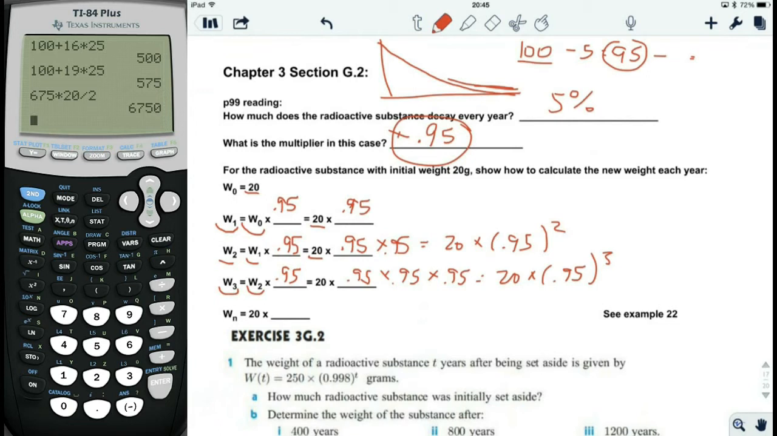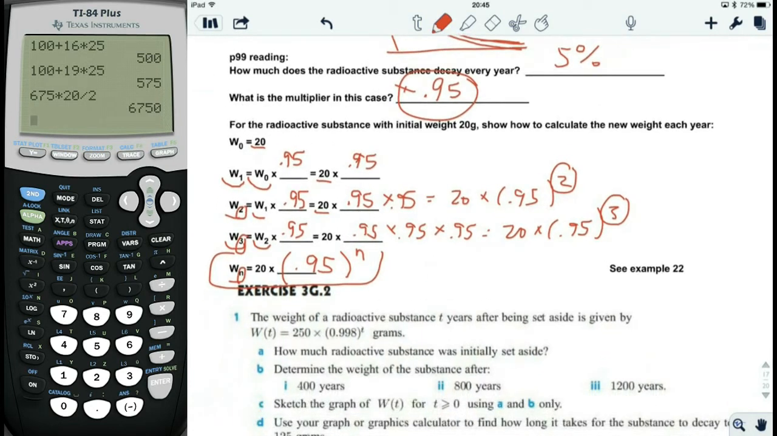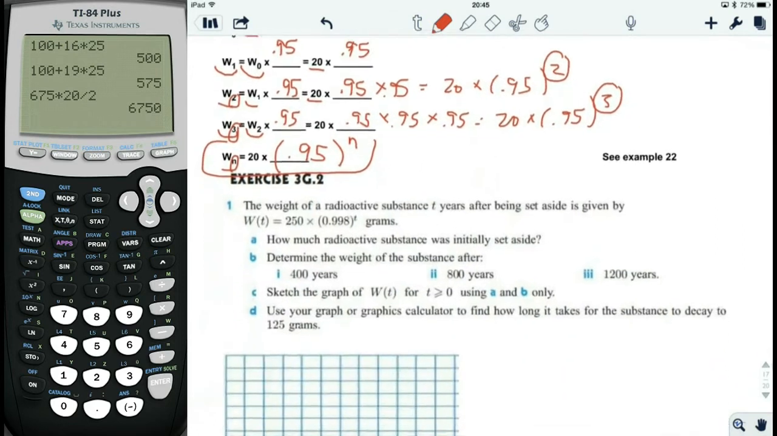So what about in the nth year? The nth year would be some year in the future. We don't know exactly how many. They want a general formula for you to calculate the nth year once you figure out what n is. So you can see the pattern here. In year 3, the weight is equal to something, something, something cubed. In year 2, the weight is equal to something, something squared. So in year n, the number of times you multiply 0.95 would be n. So this is the general formula to find out how much radioactive material is left after n years. That's how the decay works.